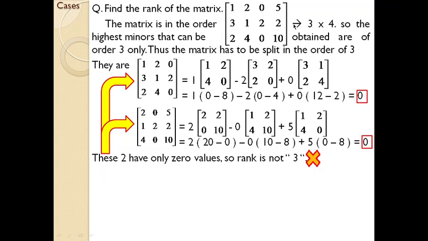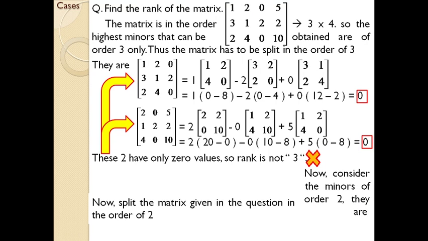See, it was 3 into 4. You split it into 3, and now you have found that 3 is not the rank. So you have to go for 2. Whenever you find the determinant of a matrix as 0, you have to go for the smaller rank. Here it was 3, so you have to try 2. So now consider the minors of the order 2.